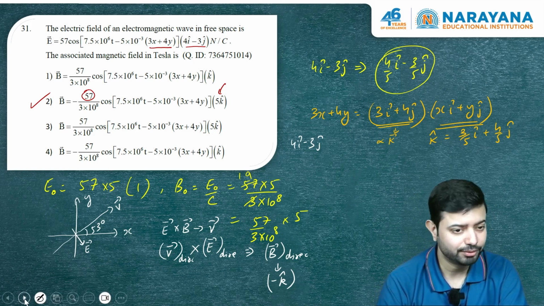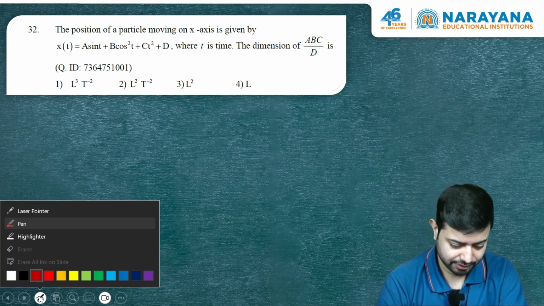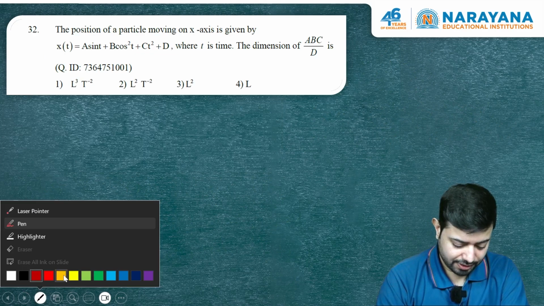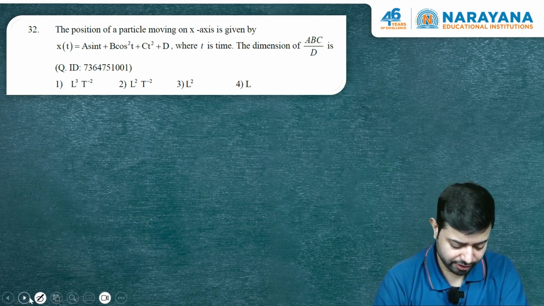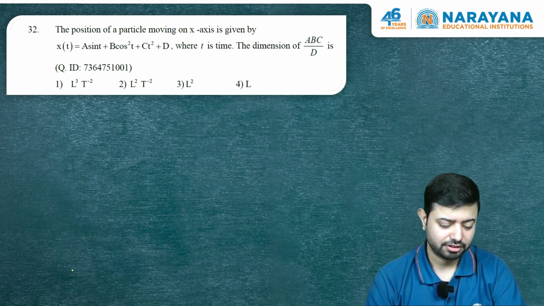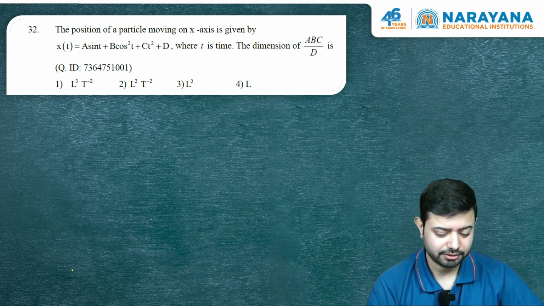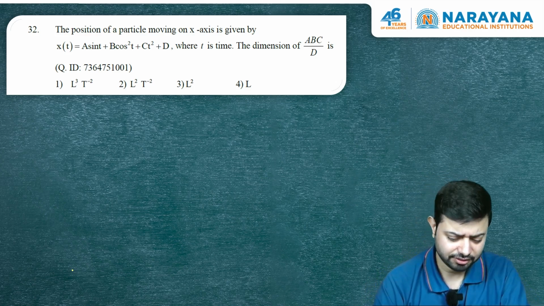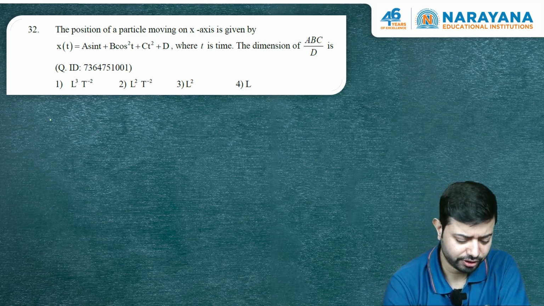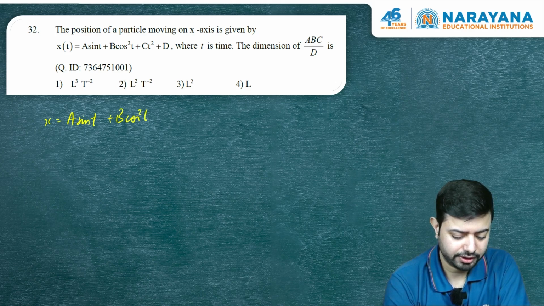Alright, next let us move to the next question. Okay, so here we have this question says the position of particle is given by this function x as a function of time, the dimension of a, b, c by d. It is a good question, it is a very easy one actually, scoring one, right. So, what is my x? It is a sin t plus b cos square t plus c t square plus d, right.